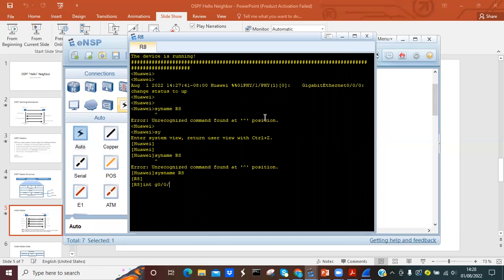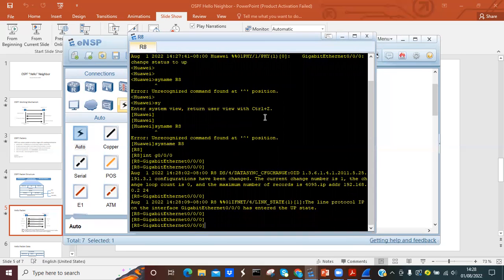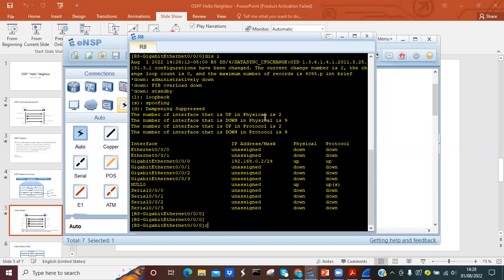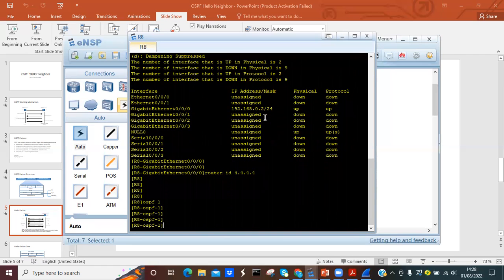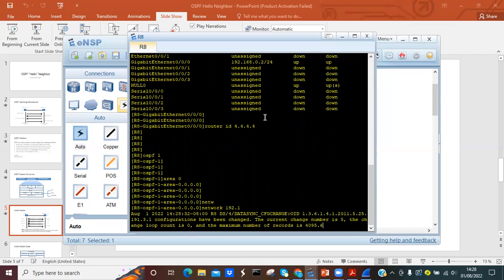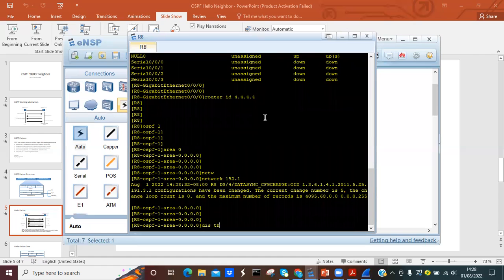Interface G0/0/0. We give it an IP address 192.168.0.2, this is /24. Display IP interface brief. Let's give this one a router ID of 4.4.4.4. Then OSPF 1, area 0, and then we give the network 192.168.0.0 with wildcard 0.0.0.255. Display this.